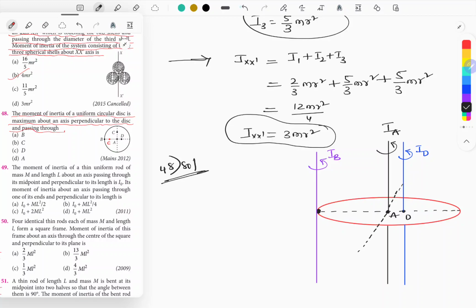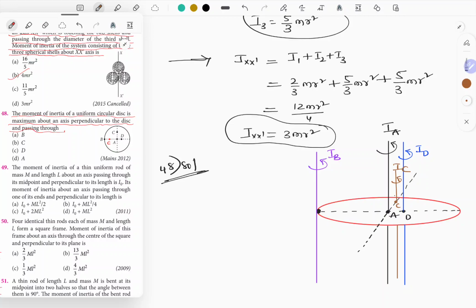Here it is. One more point through which we need to find the moment of inertia is C. C is represented here like this. Here it is. C. So this is the axis through which I need the moment of inertia. Super. This is the moment of inertia through C.